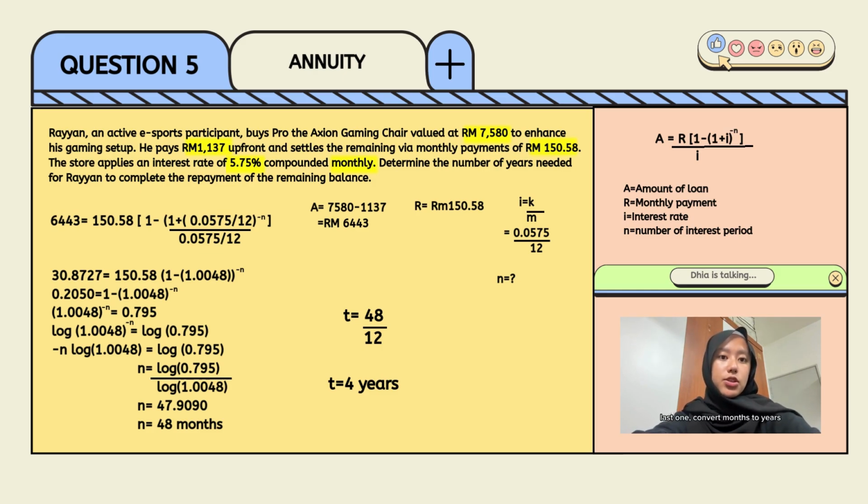Last one, convert months to years. The value of n is in months. To convert it into years, we divide by 12. So, n, we got 48 months. Therefore, Ryan will need about 4 years to complete the repayment.